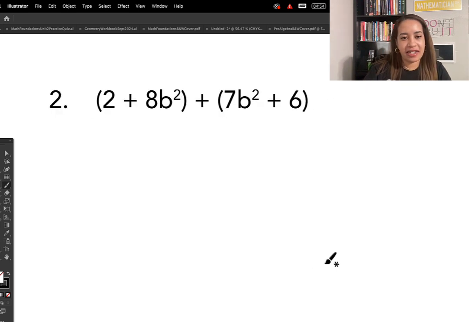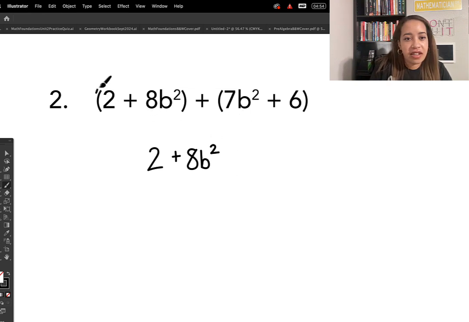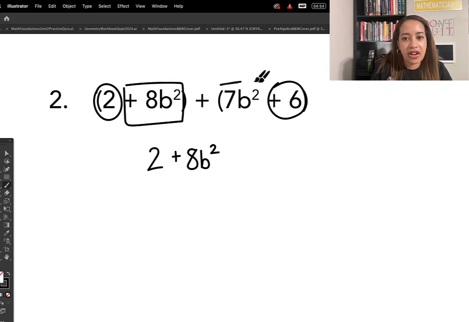Here's another problem to practice. I'm going to start by copying down my first polynomial. 2 plus 8b squared. You are always welcome to use your strategy with drawing shapes around the like terms. So if you did that strategy, the 2 and the 6 look alike. And then I see that our 8b squared and our 7b squared look alike. So you're always welcome to use that strategy if it helps you.